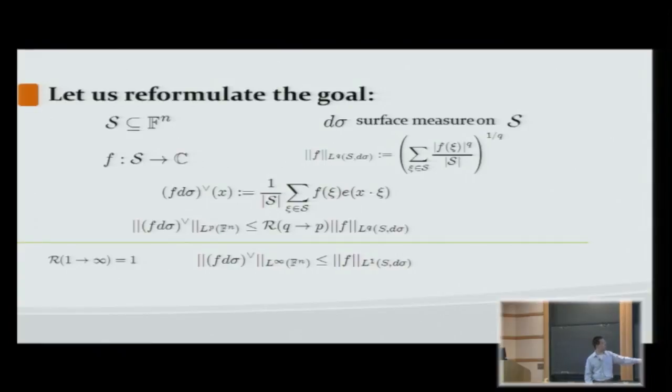So I'm defining this real number right here to be the best real number such that this inequality holds. And what I would like to do is prove that this is true where this number is independent of the field size.